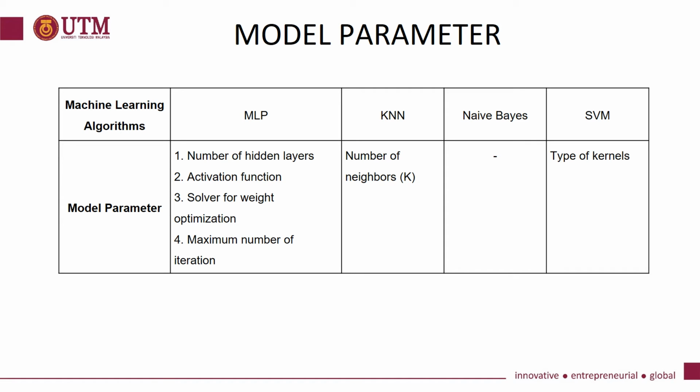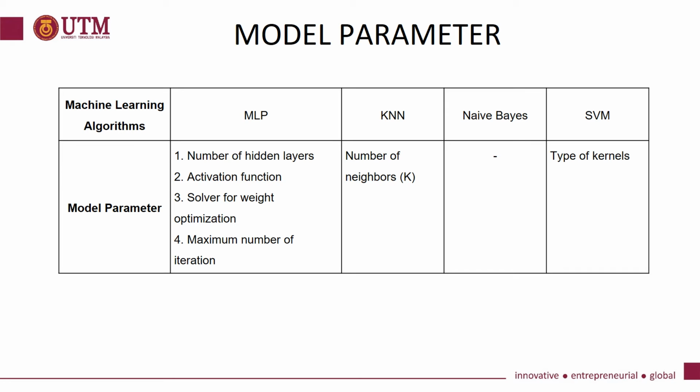In KNN, the model parameter is the number of neighbors, which is k. Generally, the number of neighbors chosen is usually an odd number, and the usual practice in choosing the value of k is using the formula k is equal to square root of n, where n is the number of samples in the training set. Hence, the number of neighbors chosen for this research is 9.